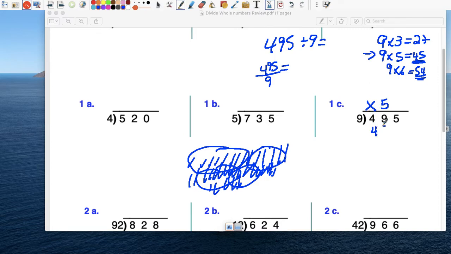45. And now we subtract. 49 minus 45 is 4. And we bring the 5 down. 9 goes into 45 how many times? Well, we already know the answer. It's going to be 5 again. So we put 45 over here, subtract and 0. So the answer is 55.